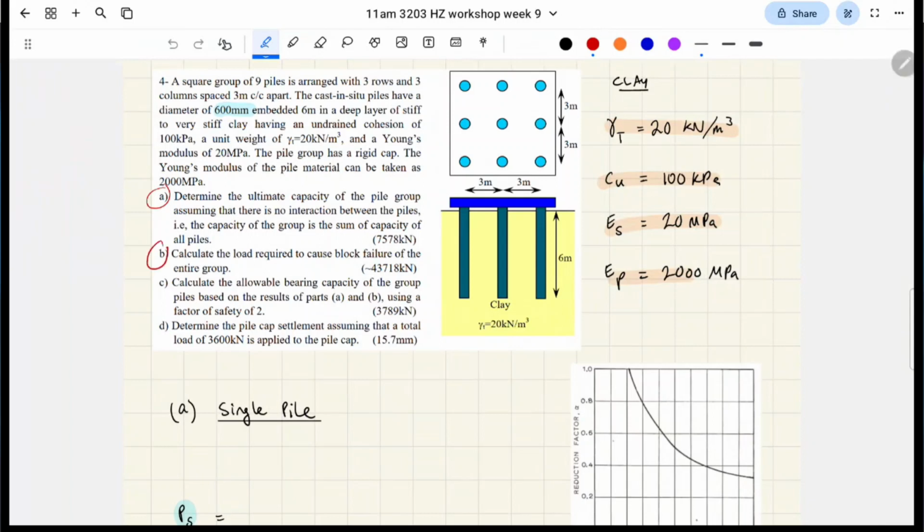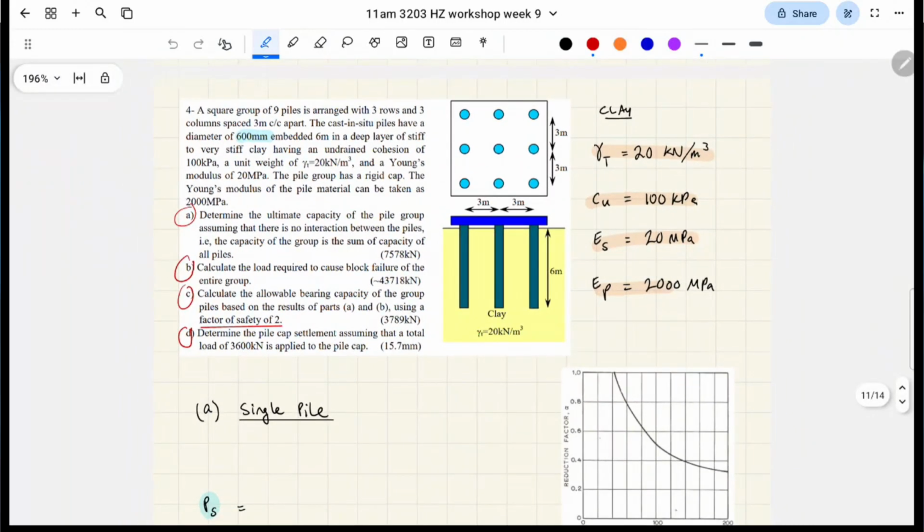In step B, we're going to calculate the block failure. That's assuming there is interaction between all of the piles. So that's the soil block, the volume that encapsulates all those piles. And then C, we have a factor of safety of 2, and we're going to calculate the minimum between A and B, and then apply a factor of safety. And then for D, we have to calculate the settlement for the entire pile group as well.